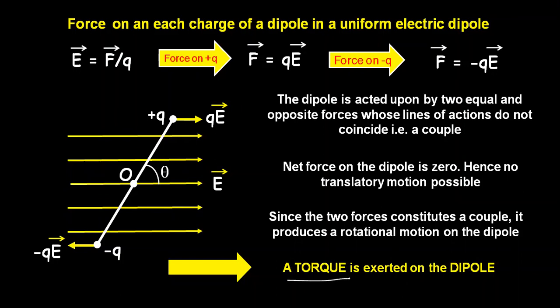An important multiple choice question. Whenever a dipole is placed in a uniform electric field, it will experience: option A, only torque; option B, only force; option C, both force and torque; and option D, neither force nor torque. So your answer should be only torque, because there is no net force acting on the dipole.